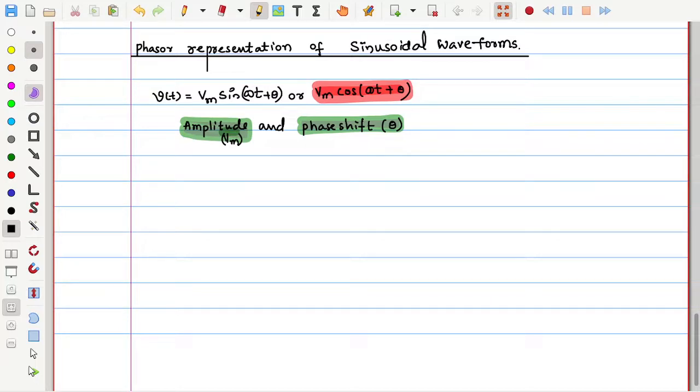And how do we come to the conclusion that amplitude and phase shift are sufficient for representing a sinusoid? For that, let me take up this small experiment. Suppose I have some vector or phasor, whatever it may be, whose length is Vm, and assume that its starting position is fixed and the arrow is rotating.